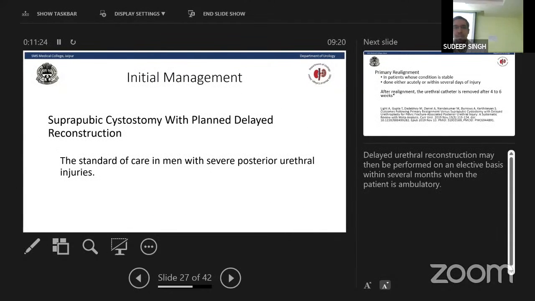The initial management is suprapubic cystotomy with planned delayed reconstruction. This is the standard of care in men with severe posterior urethral injuries. The delayed urethral reconstruction may then be performed on an elective basis within several months, when the patient is fully ambulatory.